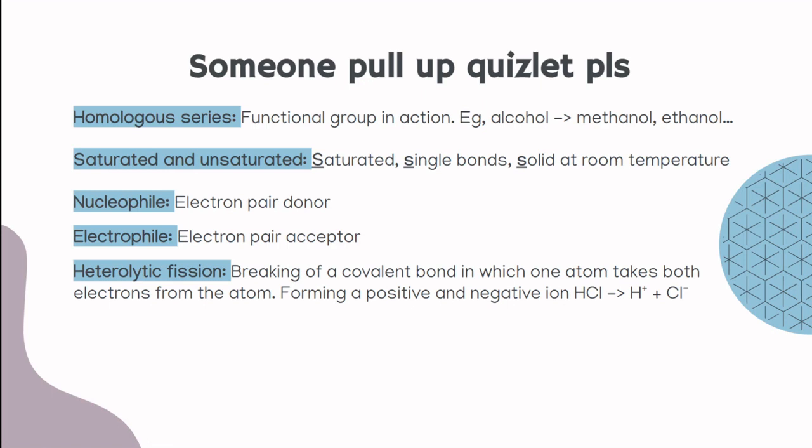Then we have our nucleophile and our electrophile. A nucleophile is what's most likely to give a pair of electrons, and an electrophile is more likely to accept that pair of electrons. It comes back to how some atoms are more likely to donate an electron, some are more willing to receive.